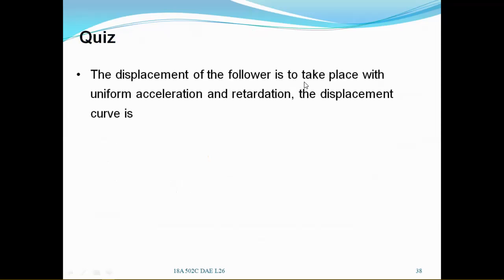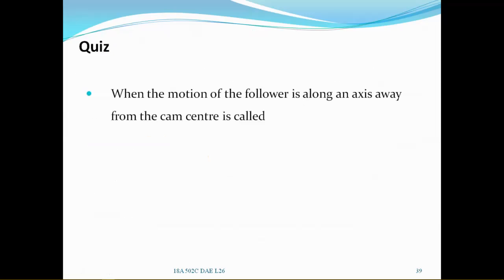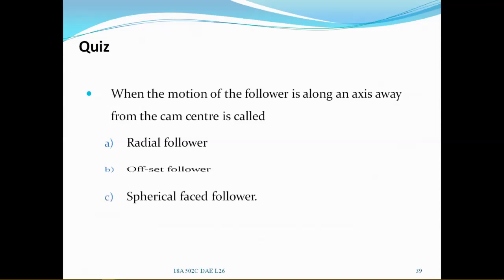The displacement of the follower is to take place with uniform acceleration and retardation. The displacement curve is parabolic, simple harmonic motion, cycloidal motion, or none of the above. Simply we can say A is the right answer, as we have already discussed many times. And next, when the motion of the follower is along an axis away from the cam center, it is called an offset follower.